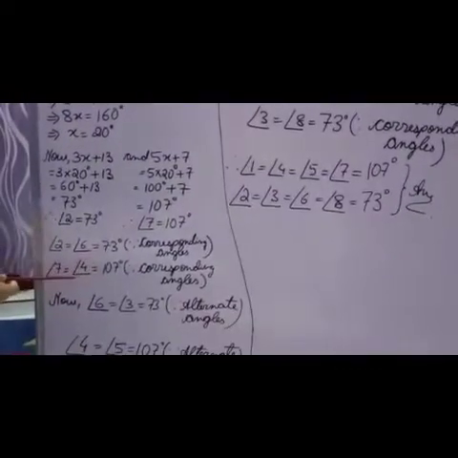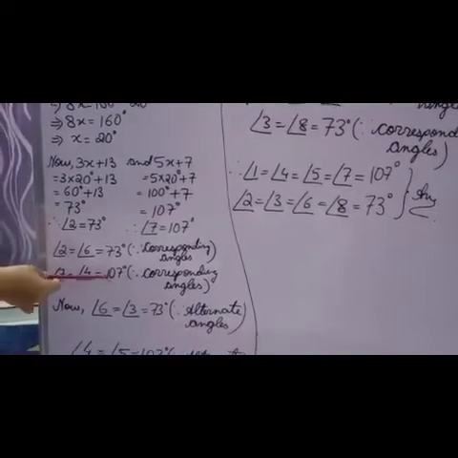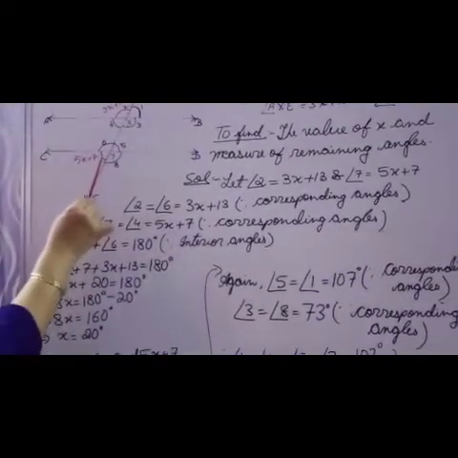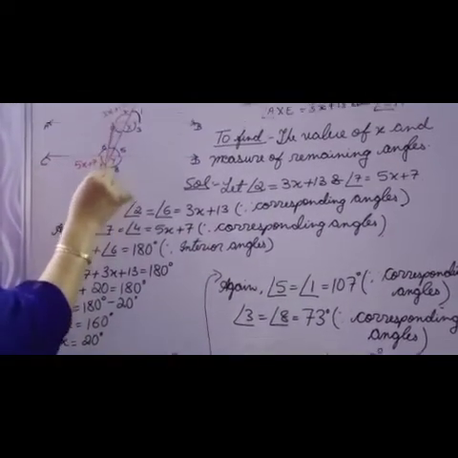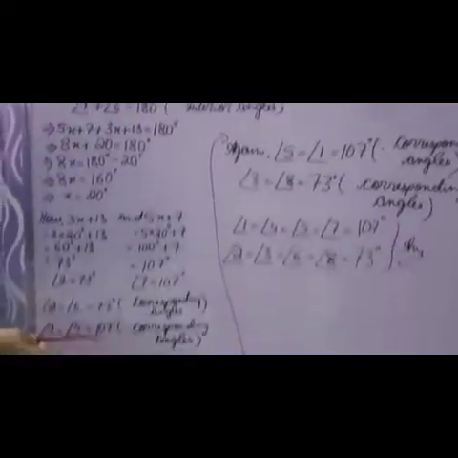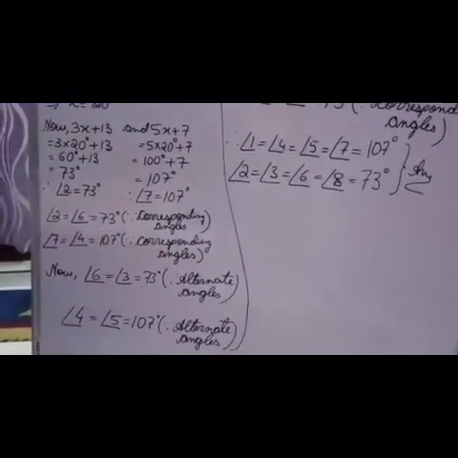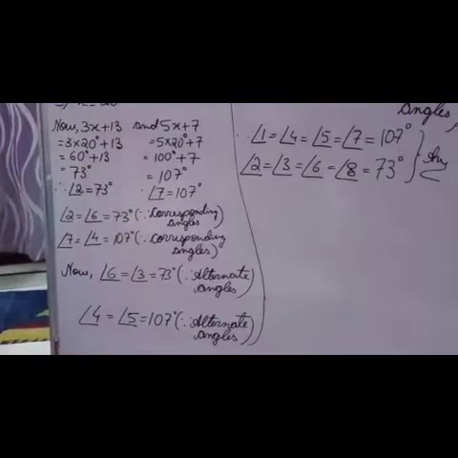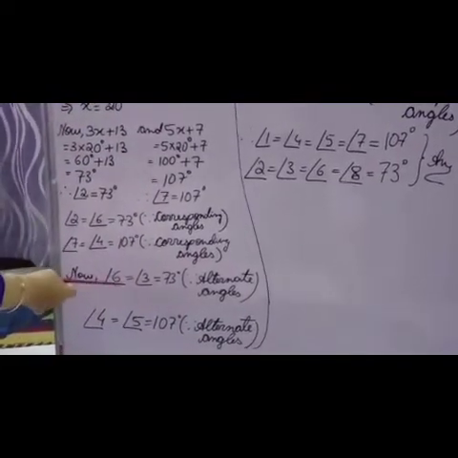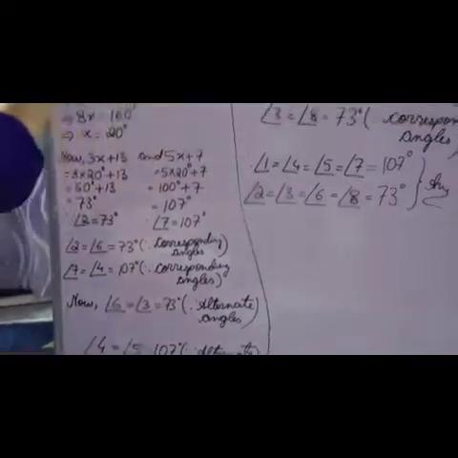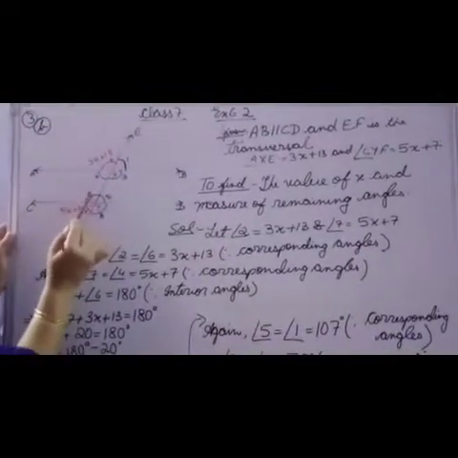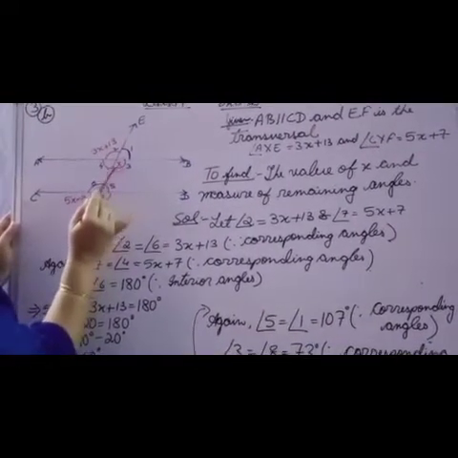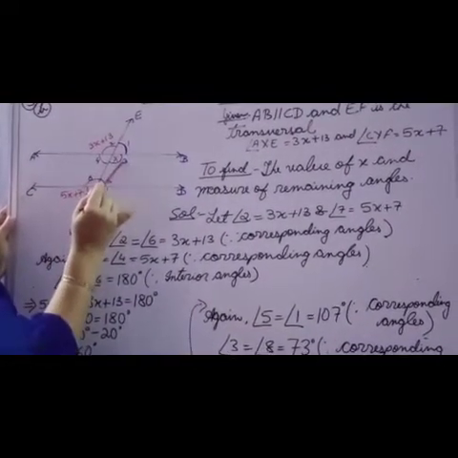Angle 4 is equal to angle 7. This is equal to 107. So angle 7 is equal to angle 4 is equal to 107 degrees. Corresponding angles. Now see students, angle 6 is equal to angle 3. Now this angle is equal to this angle. Angle 6 is equal to angle 3.